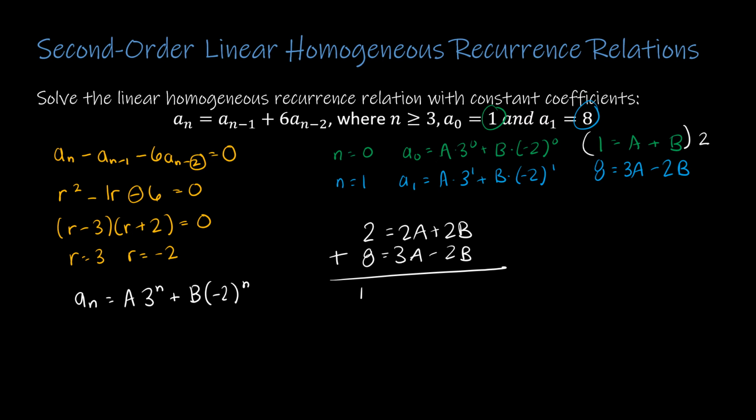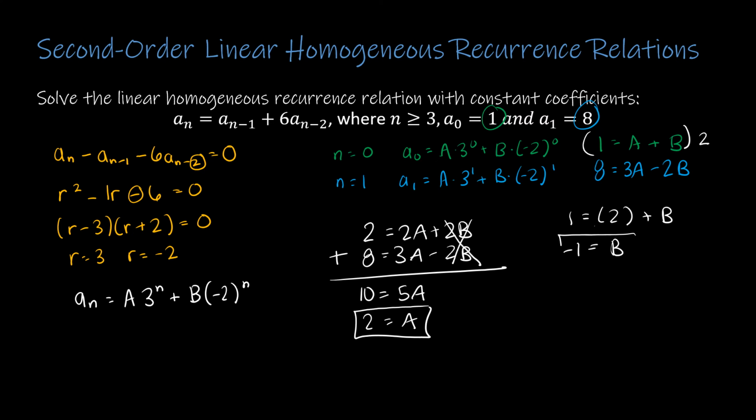So 2 plus 8 is 10. 2a plus 3a is 5a, and b's cancel. That's why it's called elimination. It eliminates one variable. Divide each side by 5. I get 2 is equal to a. And then to find b, I plug it back into either one of the equations. So I'm going to choose 1 is equal to a plus b, and instead of a, I'm replacing it with 2. So that gives me, subtracting 2 on each side, -1 is equal to b.